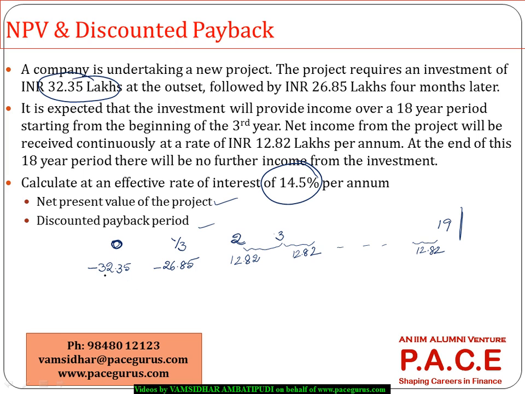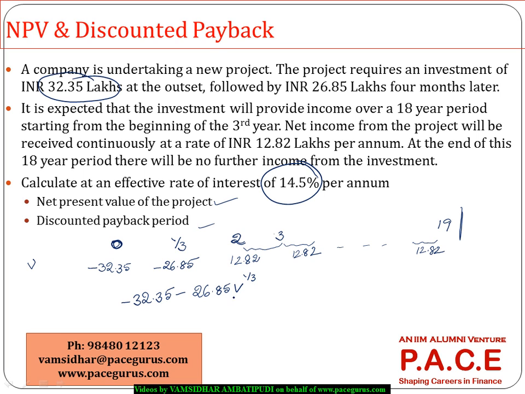Now, if I have to write these things in the V notation, because I want to find the present values for each one of them. So alright, the first cash outflow, because it is made at this point itself, I can write as minus 32.35. Whereas the second one, I will write as minus 26.85 V power 1 by 3.